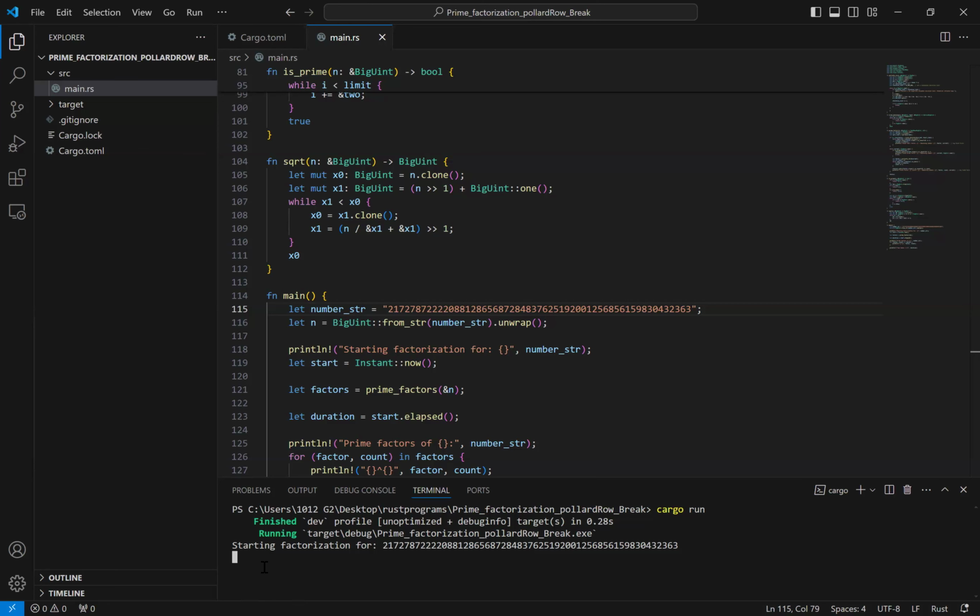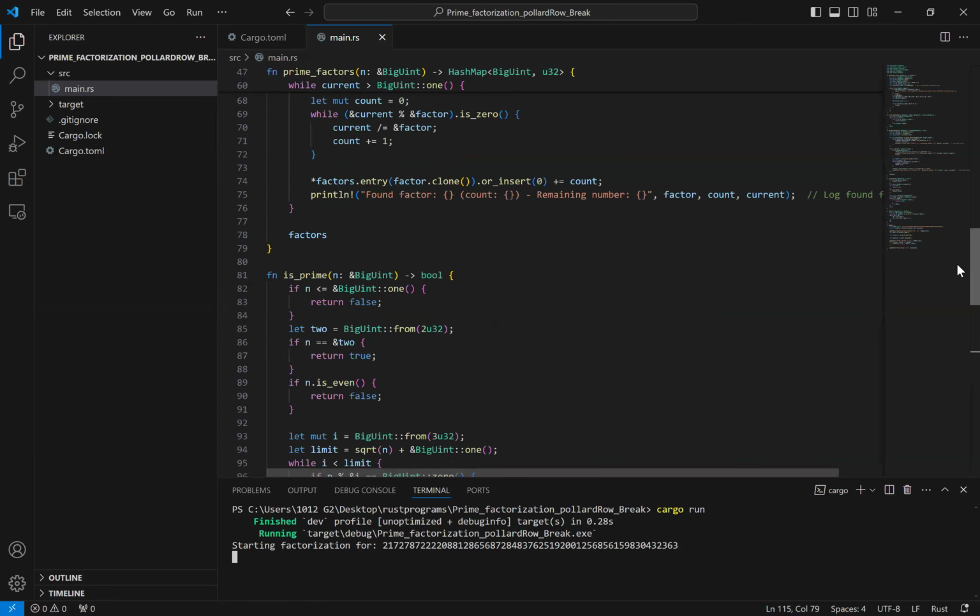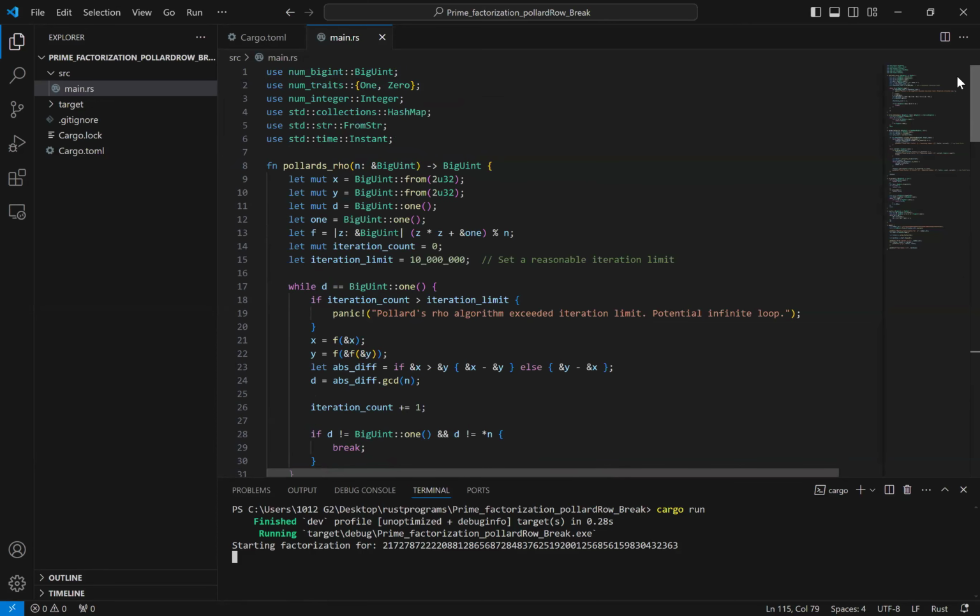The problem is we've not tested whether this number is composite. It could be a prime number. If it's a prime number, then we don't expect any prime factors. But if it's composite, then we expect that this program is supposed to factor that number. Now, this is the Pollard's rho. Let me show you how it is so that you can try to write it and improve on it.